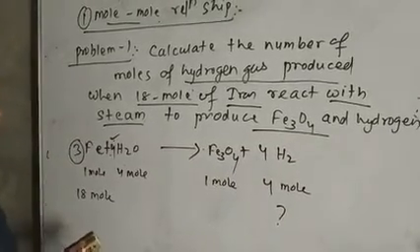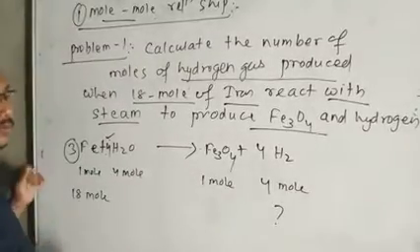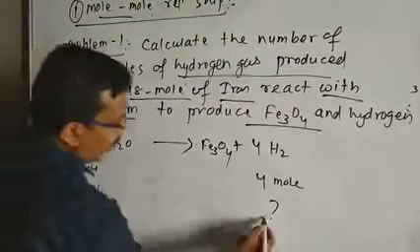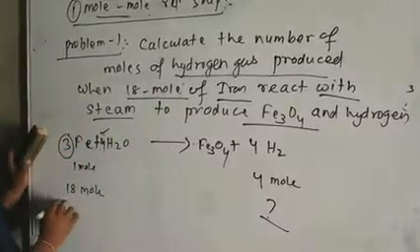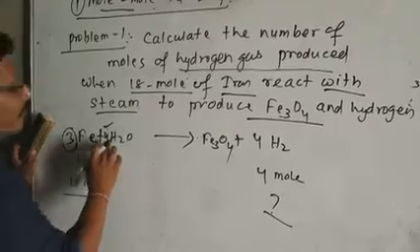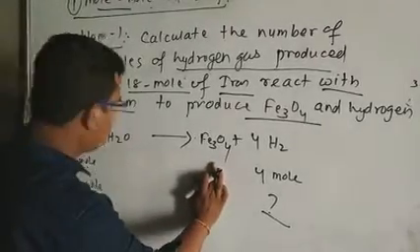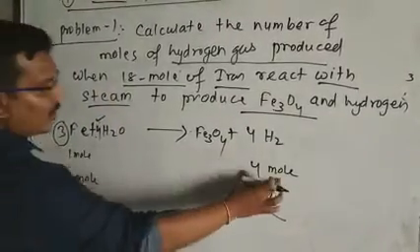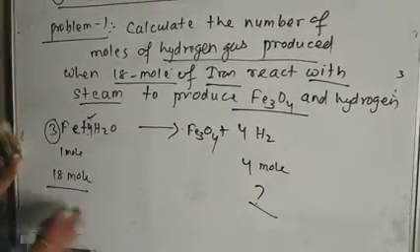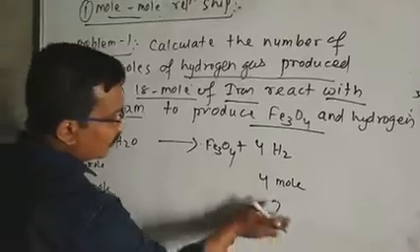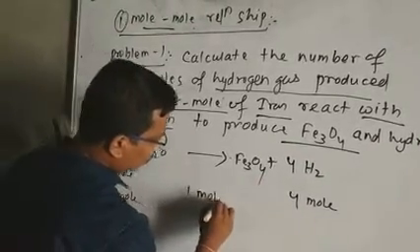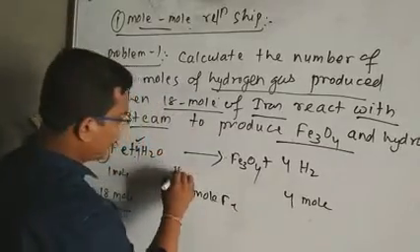So we do not need to write the moles of water or Fe3O4, because the question asks for the moles of hydrogen and the given is the moles of iron. We can write simply the relation found from the balanced chemical equation, and then 18 mole, then how much? This is the question.